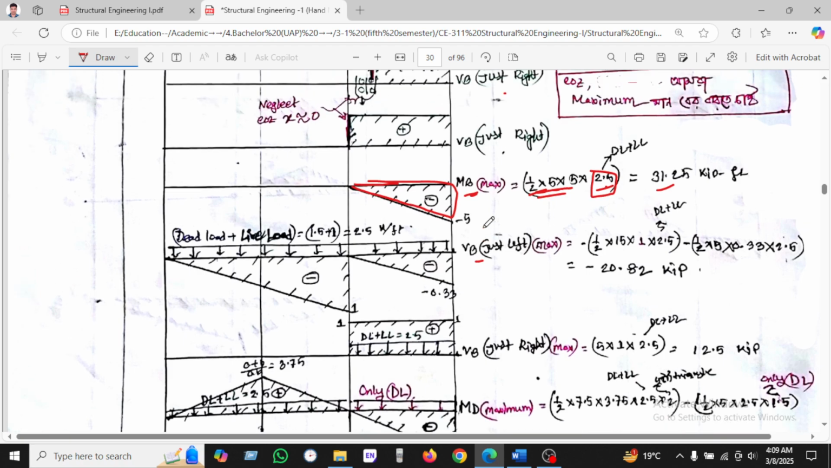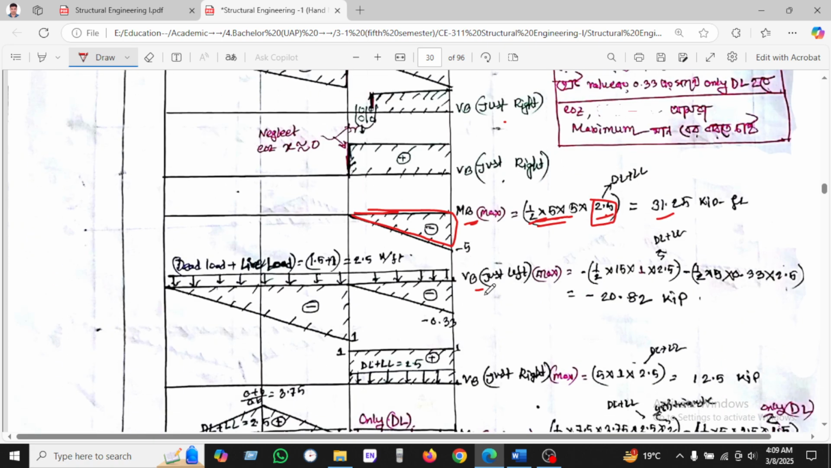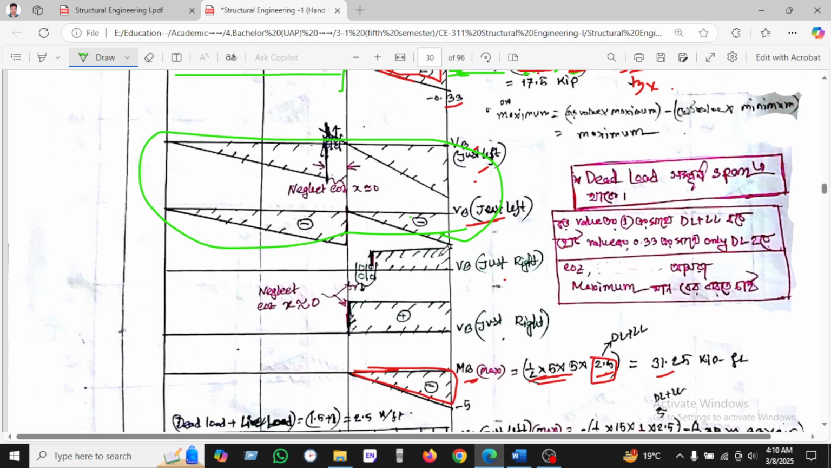Okay, B just, we are taking here the B just. We have been taking this as the B just. I will calculate the B just left. Okay, let's see. These are the two segments. We have already drawn the B just influence line. This is the influence line B just.